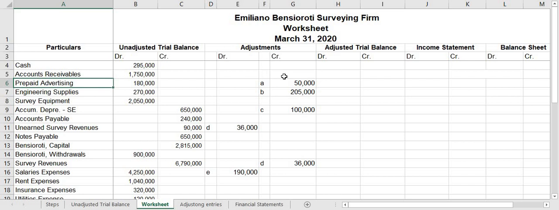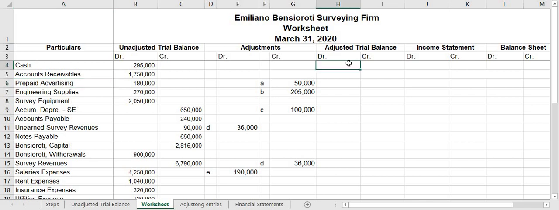Okay? And the combination of the two will be reflected in the adjusted trial balance. So itong portion na ito. So let's do the step 3.